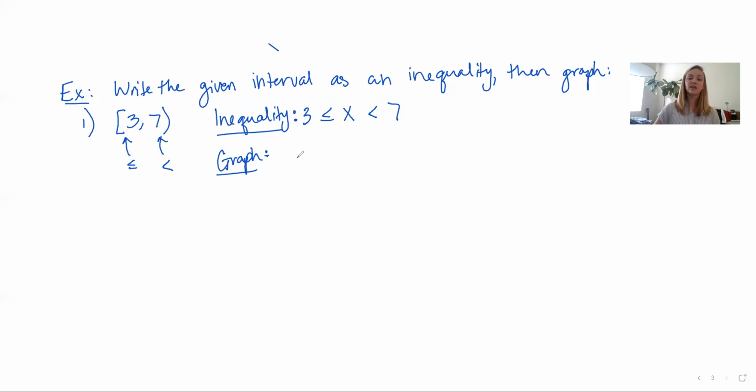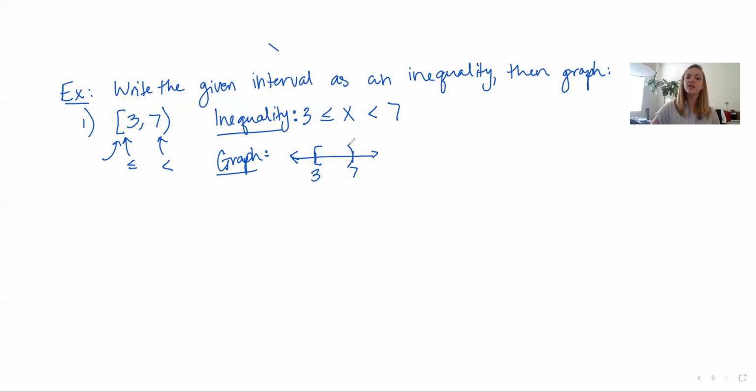Now we can go ahead and graph it. And again, I'm going to use the interval to graph it. We could always reference the inequality as well. But we're going to have our 2 numbers on the number line. So 3 on the left, 7 on the right, and using the exact same symbols we have in the interval notation. So bracket at 3, parenthesis at 7. Let's go ahead and put those on there.